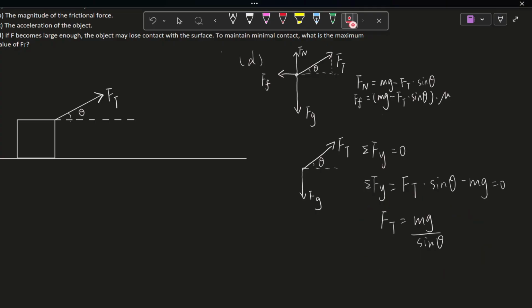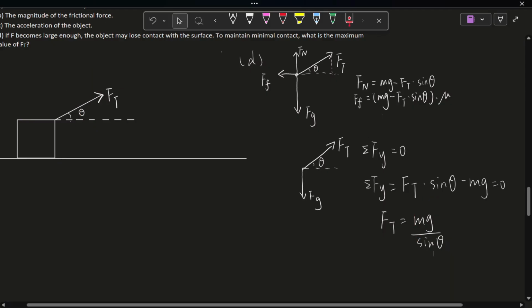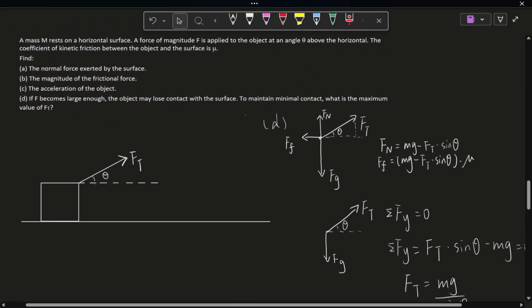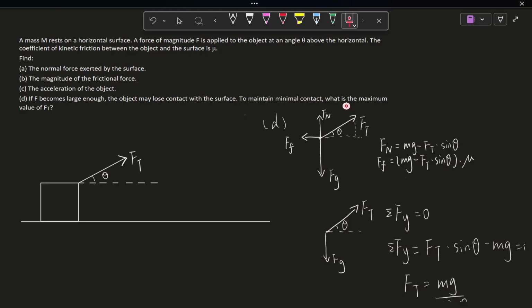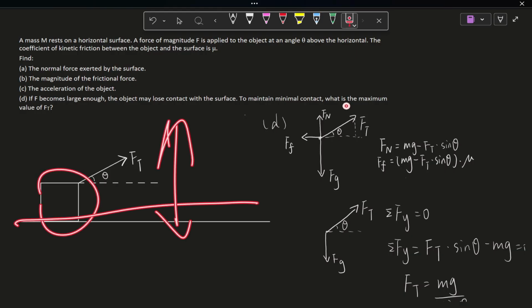If the value of Ft is bigger than this value, the object will lose contact and start flying in the sky. Or in physical terms, the object will lose contact with the surface and start moving vertically, which means the net force in the y direction will no longer equal 0.